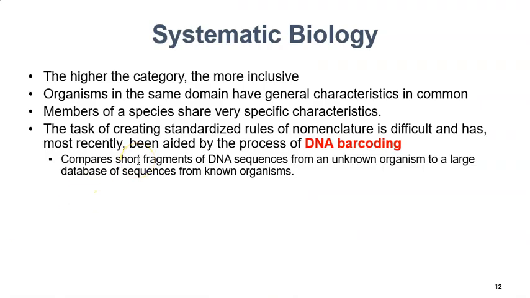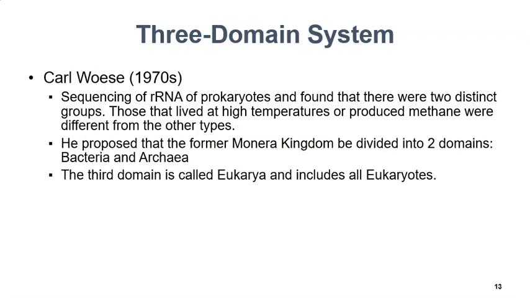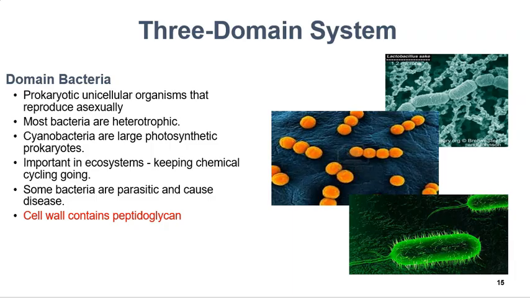Standardizing nomenclature is difficult, but usually we look at DNA sequences. It's called DNA barcoding, where you compare short fragments of DNA sequences. Carl Woese sequenced prokaryotes in the 70s, and he found that prokaryotes weren't all the same. He proposed that the former Monera kingdom be divided into bacteria and archaea, and that is true today. So there are 3 domains: eukarya, archaea, and bacteria.